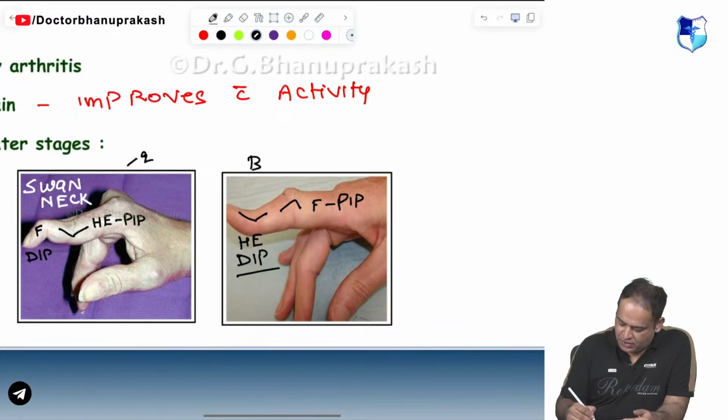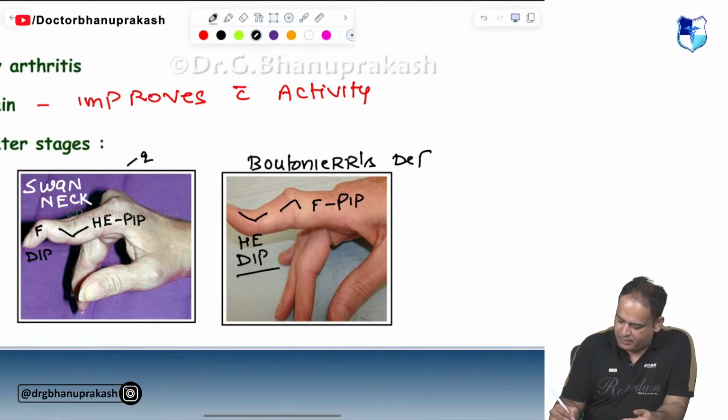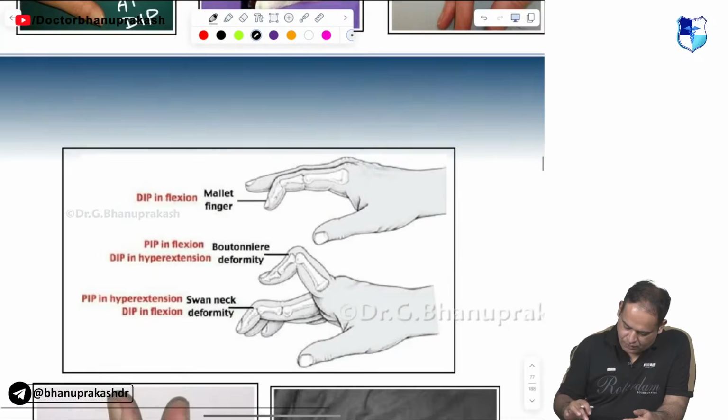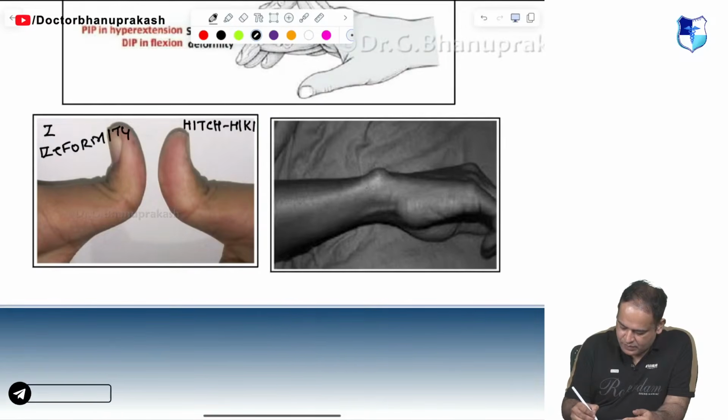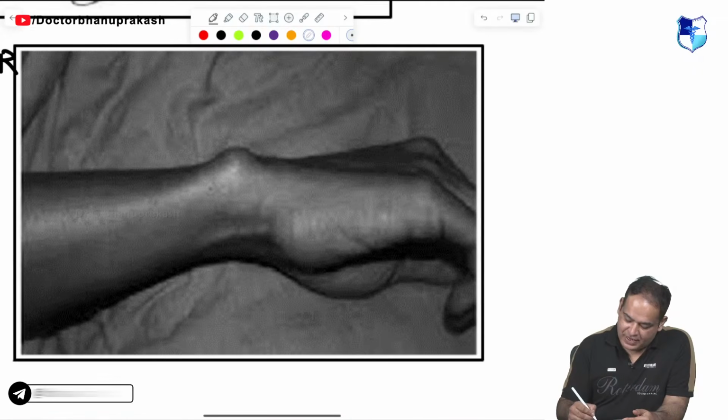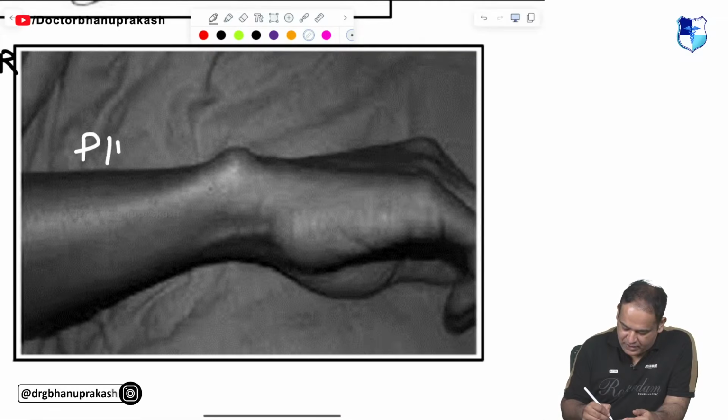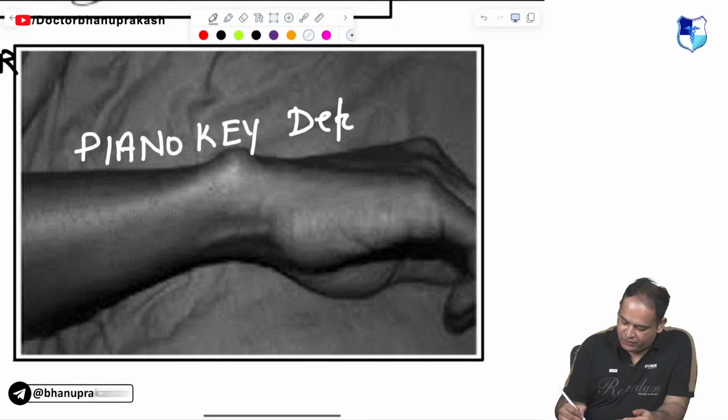So this is your boutonniere deformity, right? Okay. Now, this is Z deformity, also called hitchhiker thumb. Can anyone tell me the name of this deformity? So, this deformity is called piano key deformity.